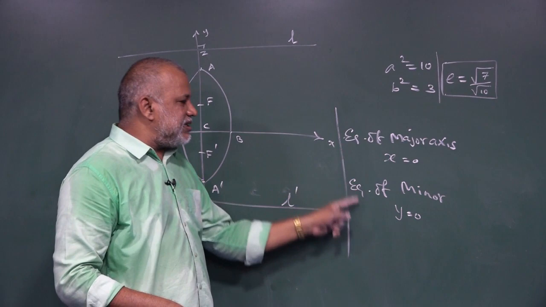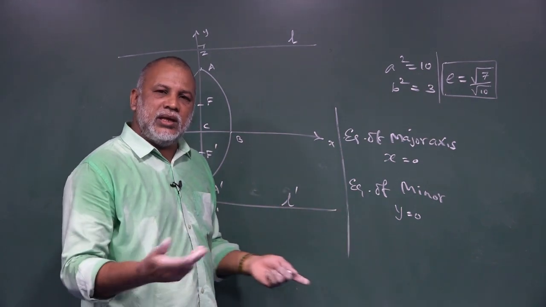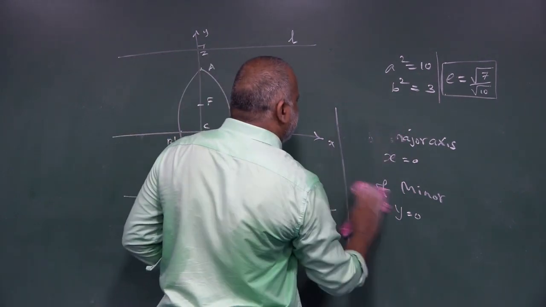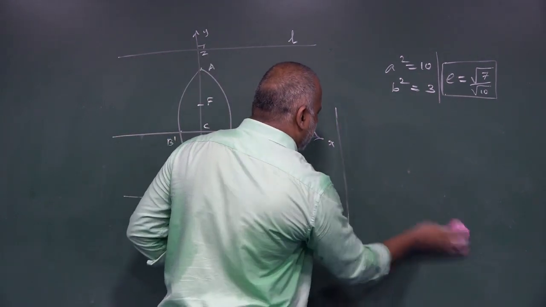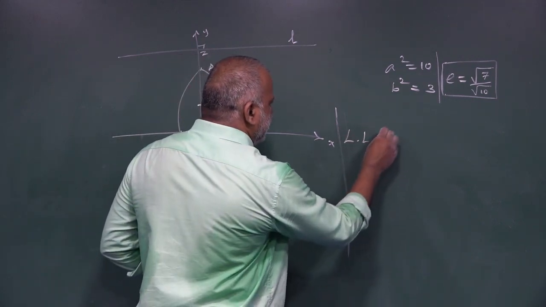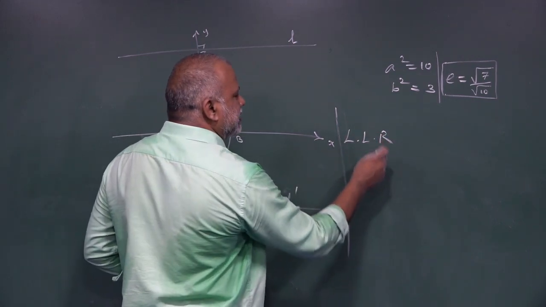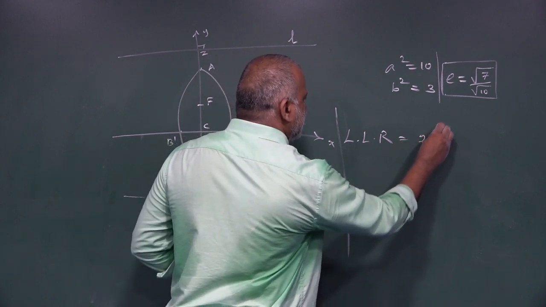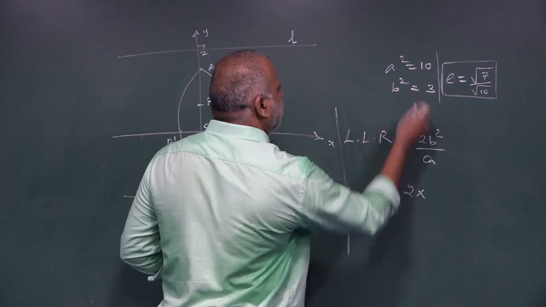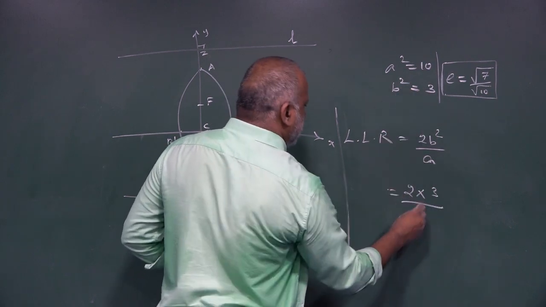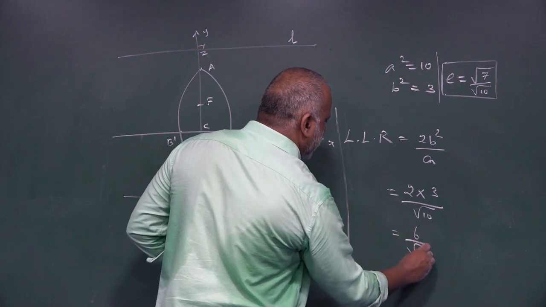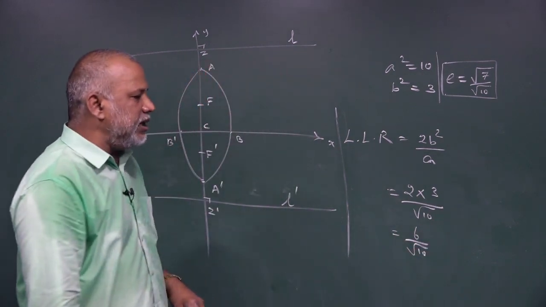So equation of major, equation of minor. Then after that, length of the latus rectum. The length of the latus rectum is always a constant, a fixed number. LR means length of latus rectum. The formula is 2b squared by a. So here 2, what is the value of b squared? 3. What is the value of a? Root 10. Therefore 2 threes are 6, divided by root 10. This is the length of the latus rectum.